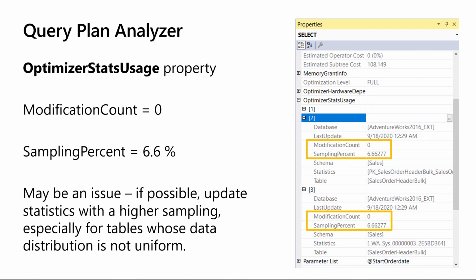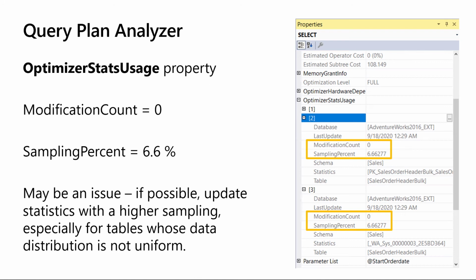As I can see here, the statistics do not need updating from a modification counter perspective. There's been no data modifications here. The modification count is 0. However, several statistics, 2 of them related to this table, were only created or updated last time with 6.6% sampling. If this is a big table, this may be an issue.